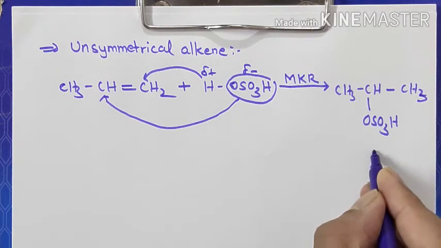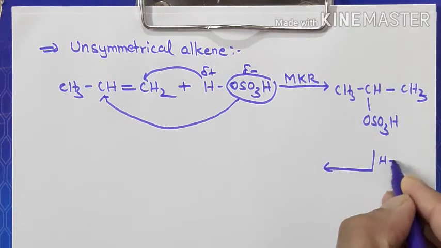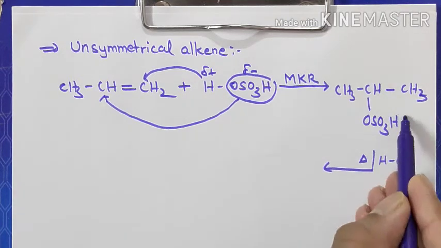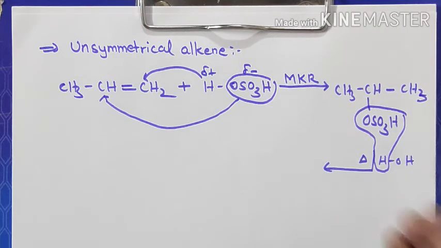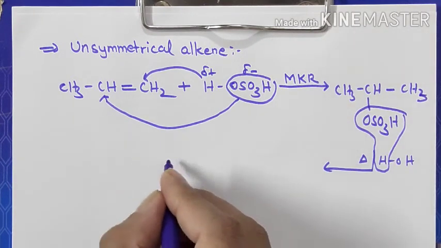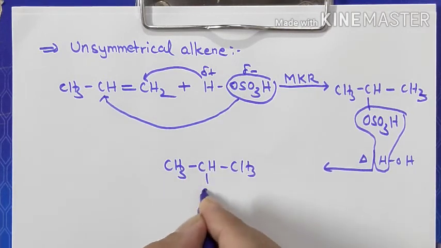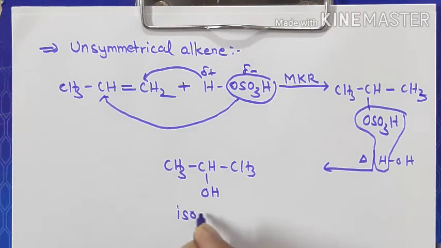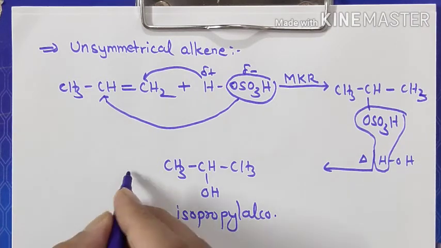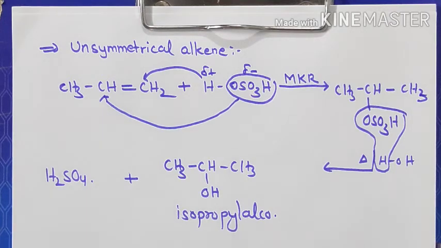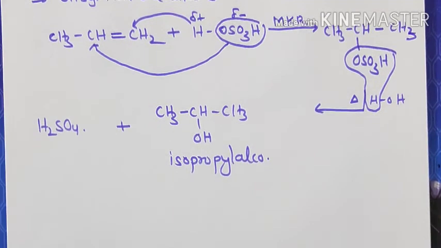Okay, now it is treated with water, that is, hydrolyzed. So this H and this are going to combine to form sulfuric acid. This OH is going to come over here, so the product will be CH3 CH(OH) CH3. This is isopropyl alcohol, and we also get sulfuric acid back. Understood?